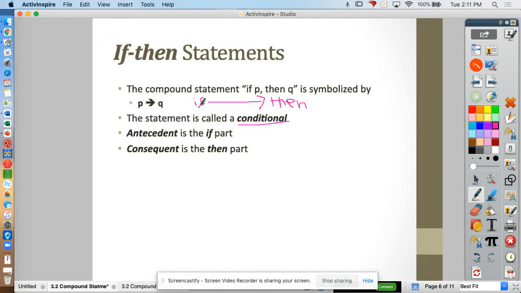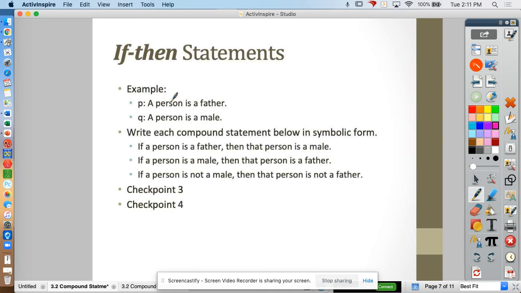Now, here's some other words. The if part is called the antecedent. The then part is called the consequent. So really, consequences happen after you've done something. So you have to think about consequences as the then after you've done the if. Okay. All right, so a person is a father is our P statement. A person is male is our Q statement. If a person is a father, then that person is male. So if a person is a father is P, arrow, then he's male, Q.